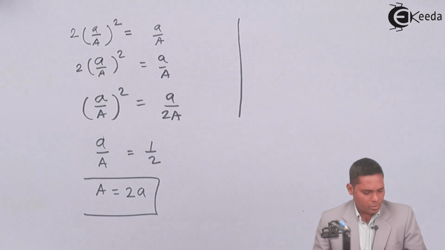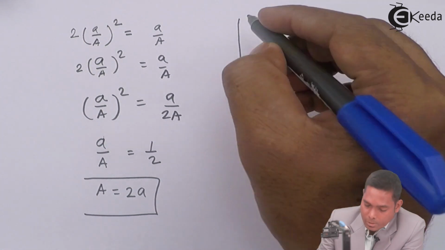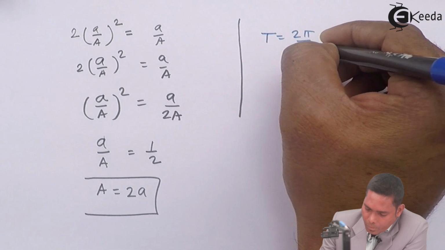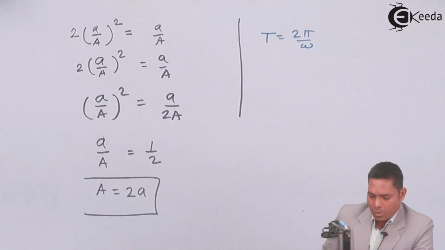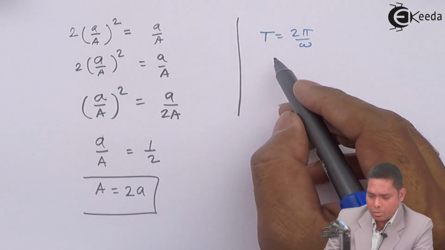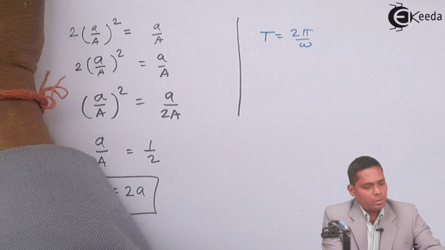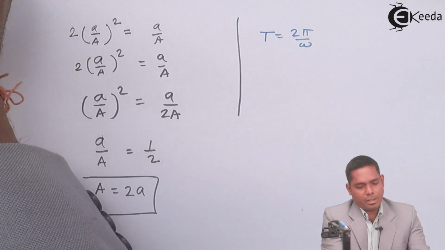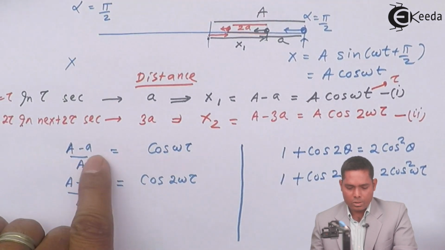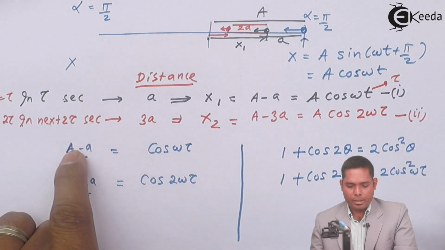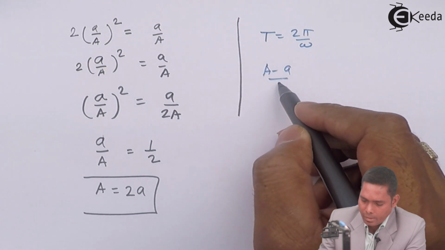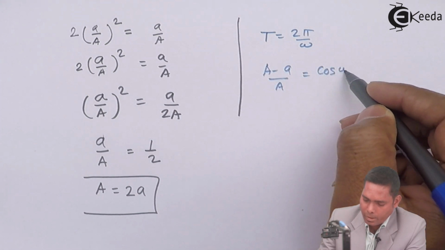So then, how to find the time period of oscillation? To find the time period of oscillation, we know that time period T equals 2 pi by omega. Now, how to get omega? To get omega, we have to use the equation. Any one equation you can use. We can use the first equation. What was the first equation? The first equation was (A minus a)/A is equal to cos omega t. You can see here, this is the first equation. This equation you can use to find omega. So (A minus a)/A equals cos of omega tau.